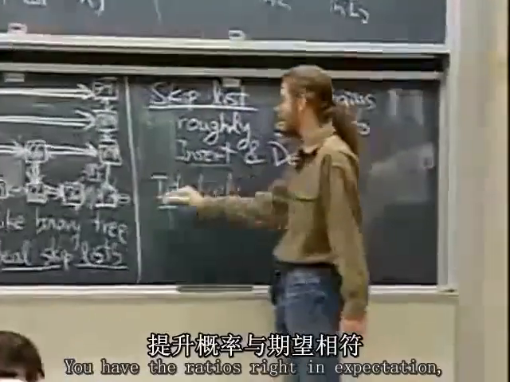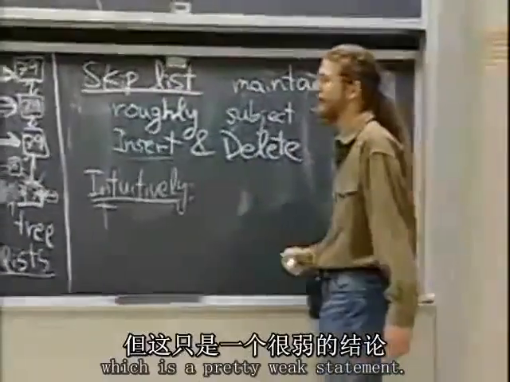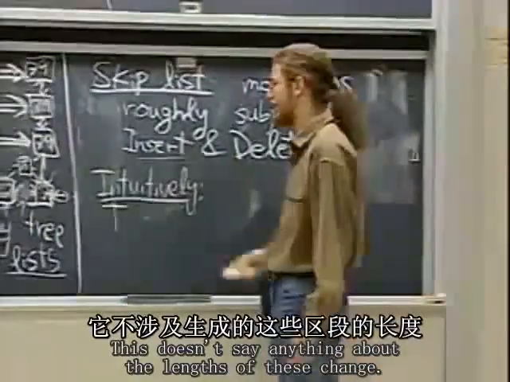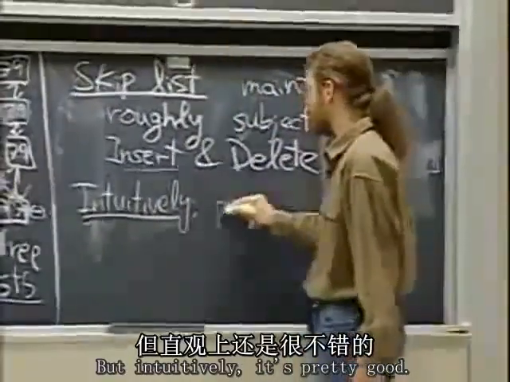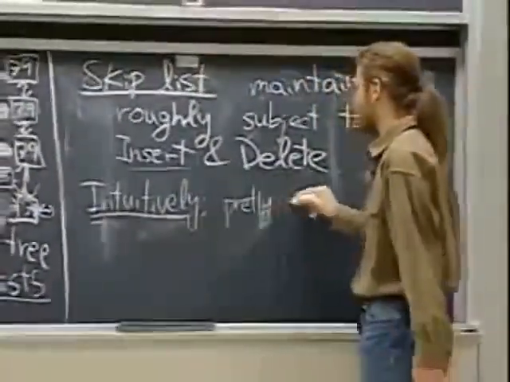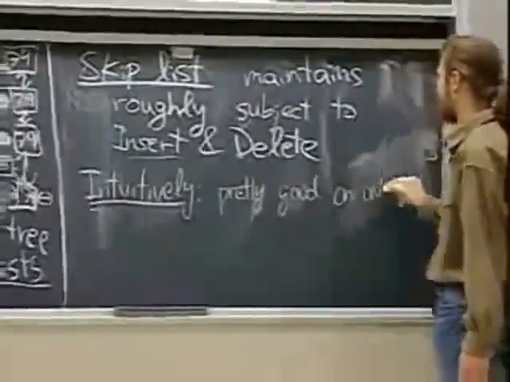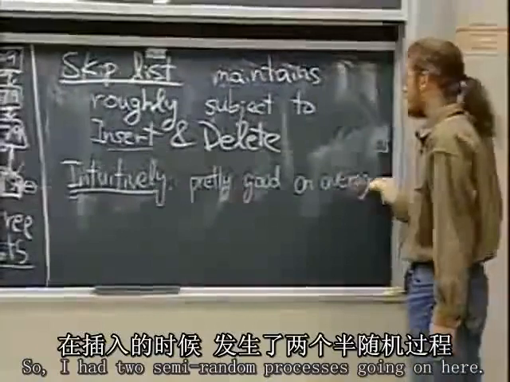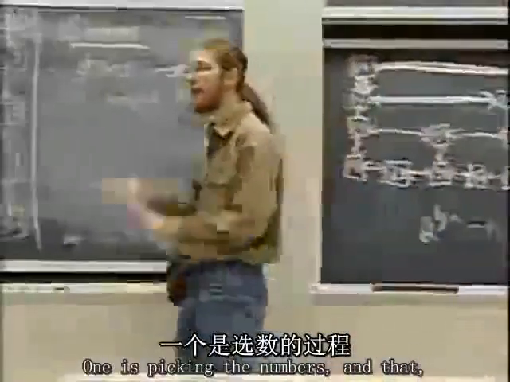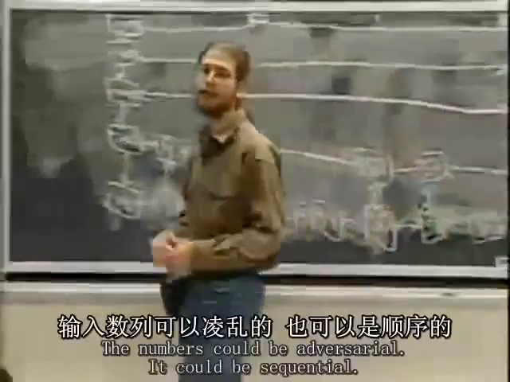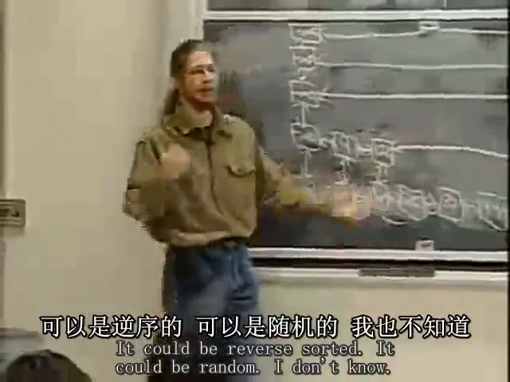So these are skip lists. You have the ratios right in expectation, which is a pretty weak statement. This doesn't say anything about the lengths of these chains. But intuitively, it's pretty good, let's say pretty good on average. So I had two semi-random processes going on here. One was picking the numbers, and that I don't want to assume anything about. The numbers could be adversarial, they could be sequential, could be reverse sorted, could be random, I don't know.